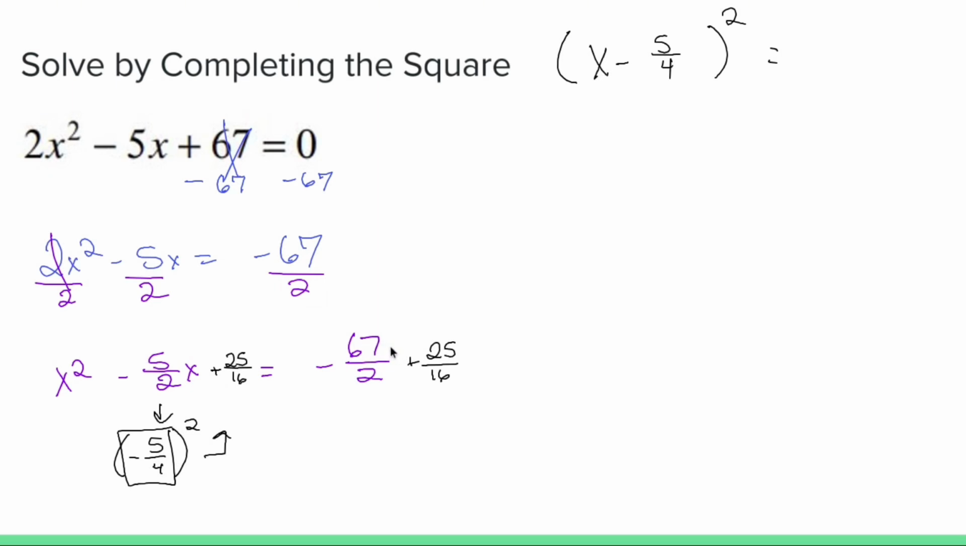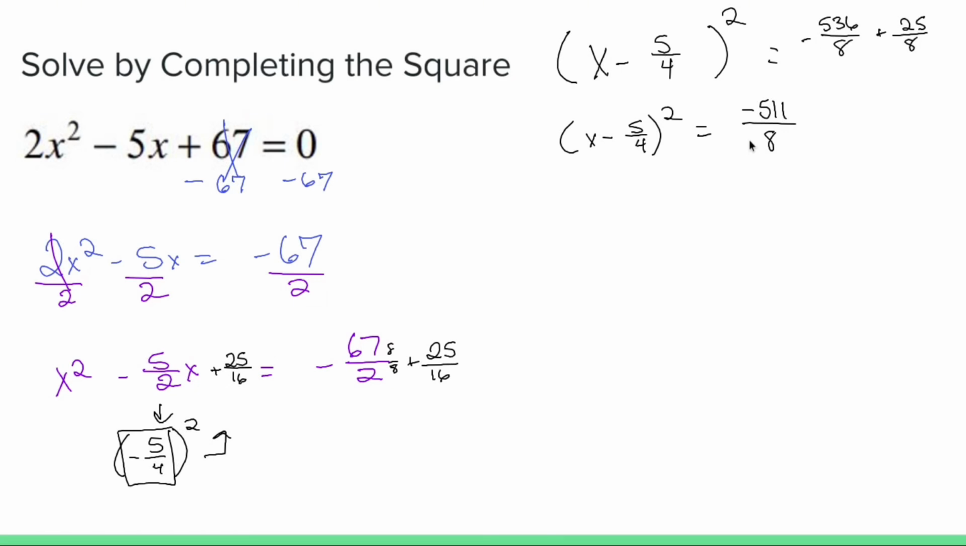I need to multiply you by 8 over 8 in order for me to combine these terms. So negative 67 multiplied by 8 is negative 536. So you become negative 536 over 8 plus 25 over 8. All right, so I'm going to still keep you written as x minus 5 over 4 squared equals negative 536 plus 25, which is going to be negative 511. Ugh.